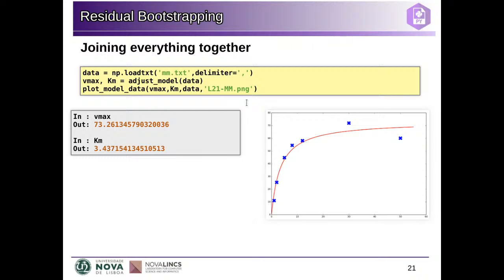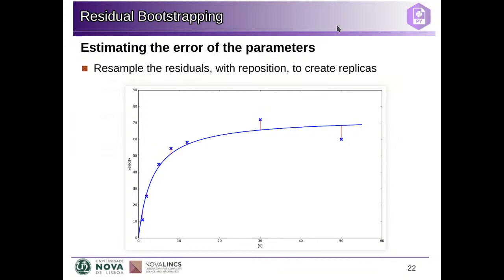Okay, so now the question is, how confident can we be of these values, and what is the margin of uncertainty, considering that our data is not exactly on the curve? There is some error here, so maybe there is some uncertainty on the parameters. And we can compute that by residual bootstrapping.